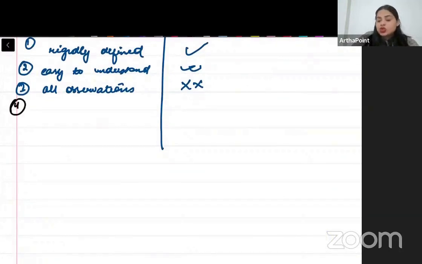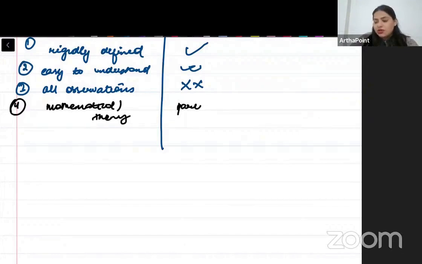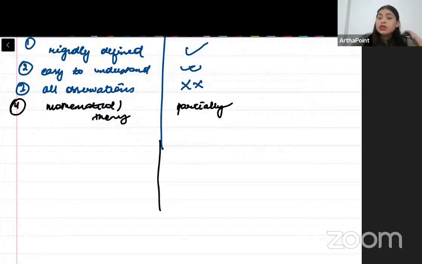Fourth, beta, is it suitable for further mathematical or statistical theory? So, partially. Why partially? Because very rarely will you see median being used further. We do calculate a median deviation, but otherwise you will not see median a lot. Whether you want to calculate variance, standard deviation, or do hypothesis testing, most of the time everything is done on mean. A lot is not done on median, so it is not used too much for mathematical or statistical theory.